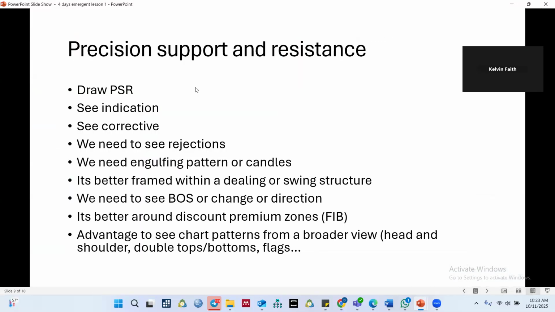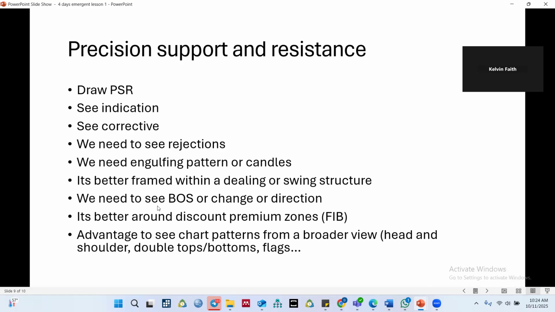To use the precision support and resistance concept or theory, one, you have to draw the precision support resistance line within your normal support resistance zone. Two, you have to see indication. Three, you have to see corrective or pullback or retracement or retest. Four, you have to see rejections. Five, you have to see engulfing patterns. Six, it is better that you have a dealing or swing structure.